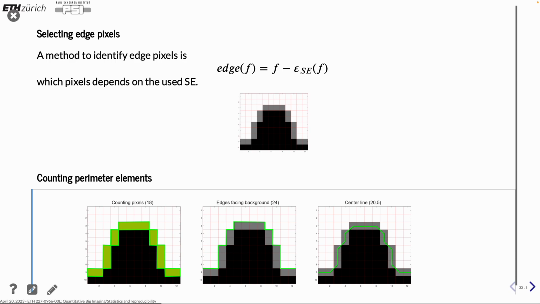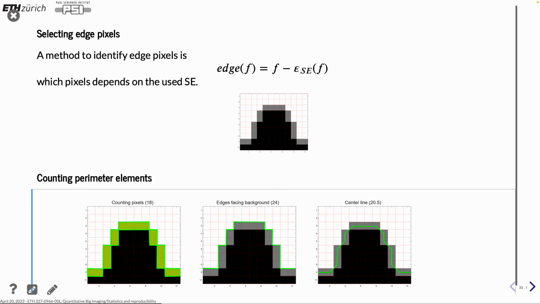Now you measure this perimeter length. And one way is just to count the pixels. Then I got 18 as the length. Another metric would be to look at edges facing the background. So then I would follow this green line. And then I come to 24.